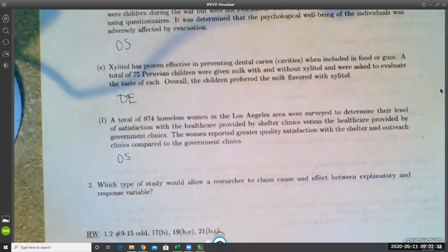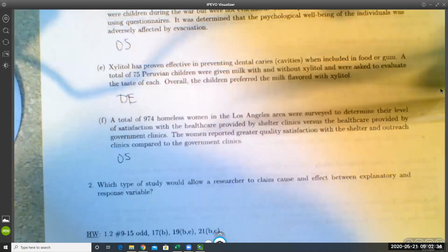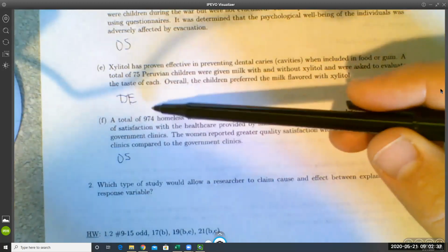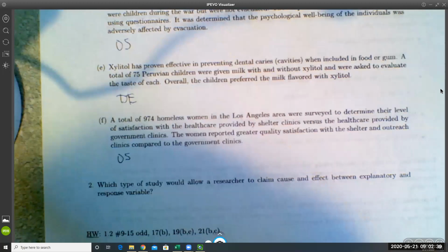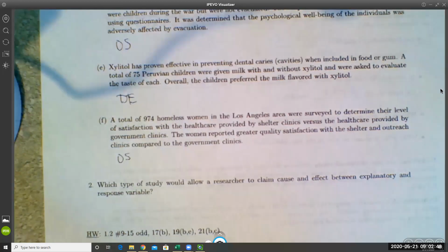And you may be a little confused by that because it's actually kind of a similar scenario to part E a little bit, right? It's like you're exposing people to two different things and asking them what their preference is, right? In both cases. However, in part E, the researchers, as we said, actively put xylitol in some of the milk and didn't put xylitol in other milk, right? And then they gave the milk, both kinds of milk, to the children.